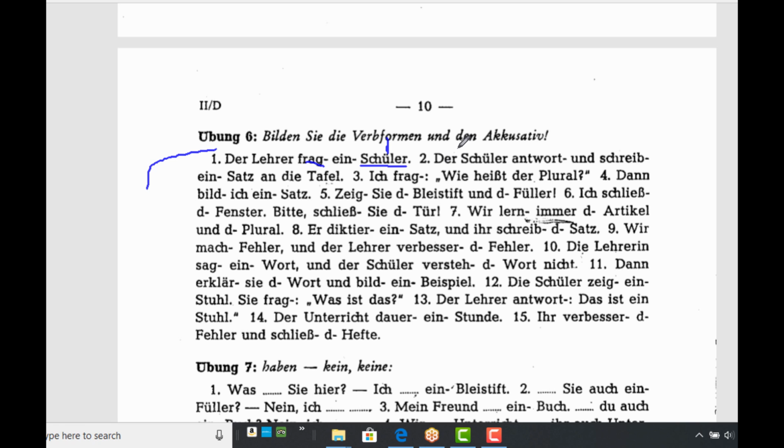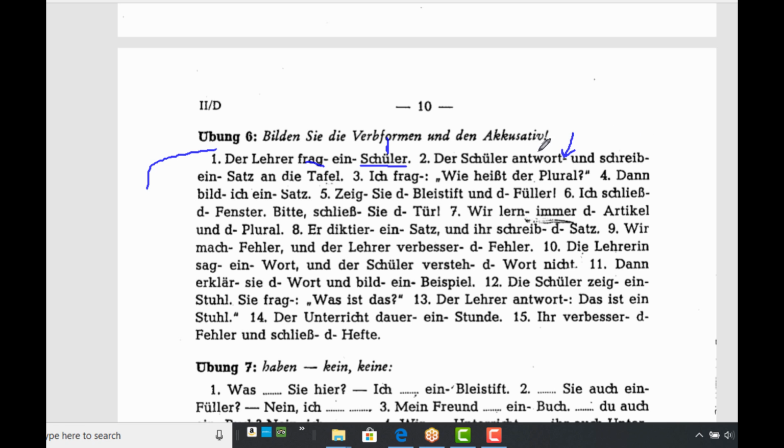Okay, how about doing number 2? Remember, there's an alternative form for the third person singular here. Yep. So der Schüler antwortet und schreibt einen Satz an die Tafel. Great. So this T cannot take another T, which is the ending of the third person singular. So it has that alternative form of ET, but the B does allow a T to be added onto it. So you did it correctly.